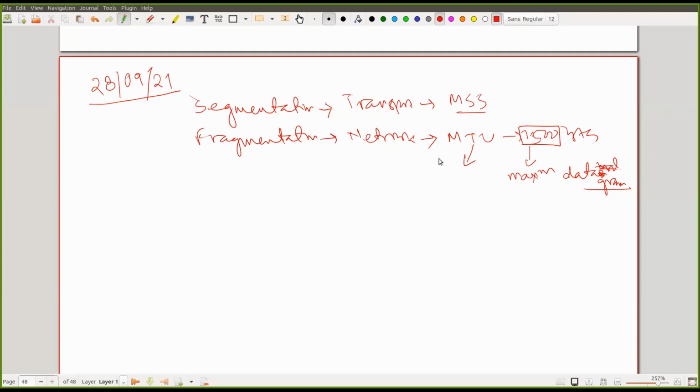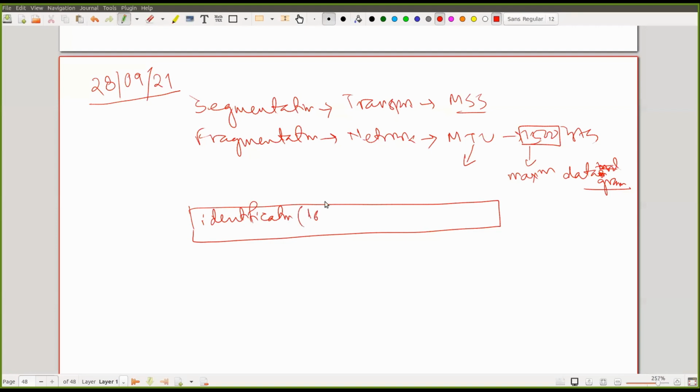Now if you remember, in the last class we talked about a complete row dedicated to fragmentation, and out of it the first field is called identification, which is represented in 16 bits. Next, 3 bits are called the flags bits, and the final 13 bits are for the fragmentation offset. So these are the 3 fields dedicated to the fragmentation and reassembly job.